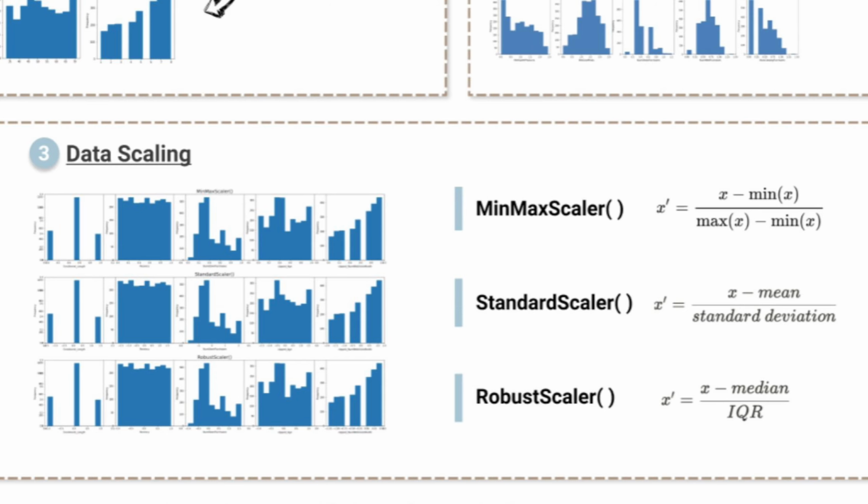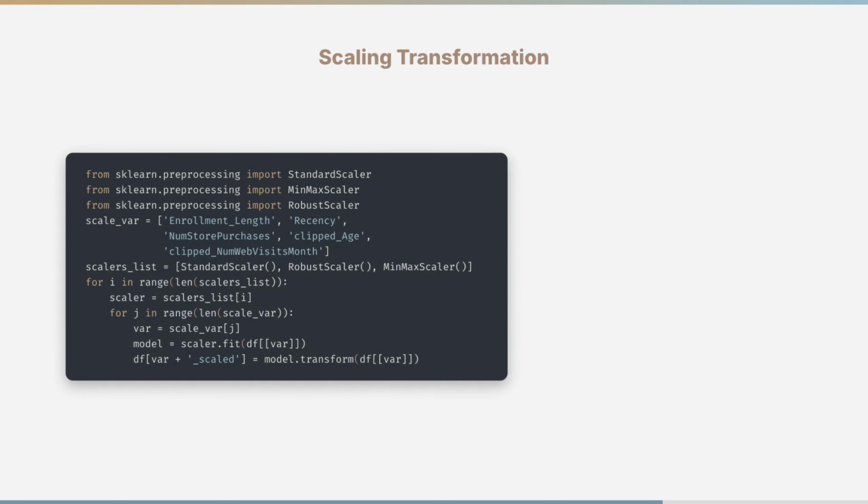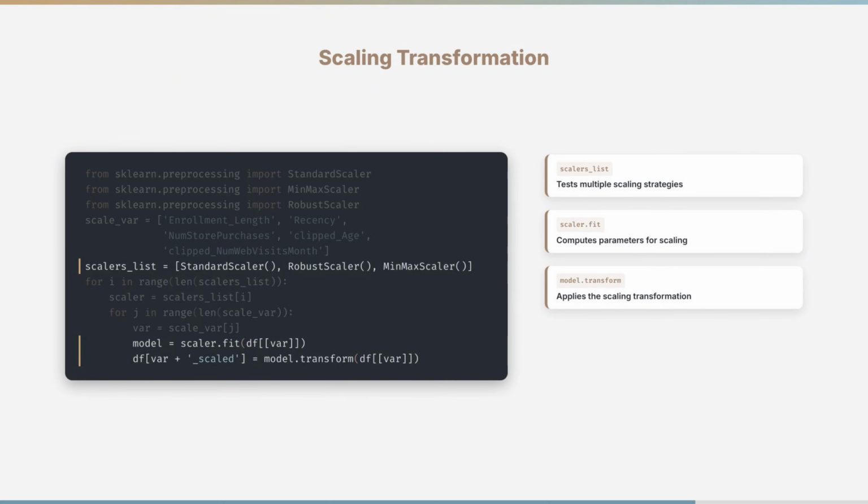RobustScaler is designed for skewed distributions and remaining outliers. Instead of mean and standard deviation, it uses the median and interquartile range, making it much less sensitive to extreme values. To compare these methods, we iterate through the numeric features, including those we clipped, and scale them using each of the 3 scalers in turn.